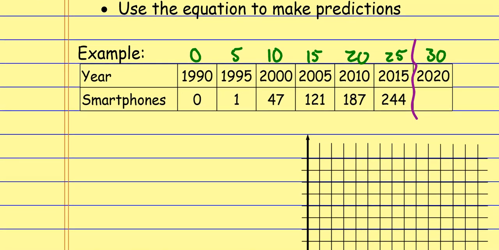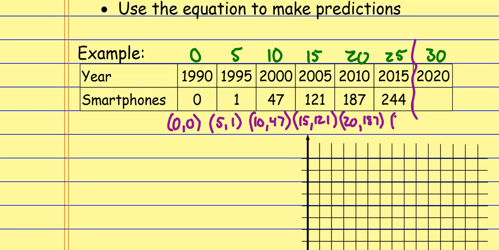So now here are my ordered pairs. That first one is the ordered pair 0, 0. This is the ordered pair 5, 1, then 10, 47, and 15, 121. But see, these are much better numbers to deal with rather than something like 2010, 187. That would be rough. Again, it's not difficult to rescale it, and it makes life a lot easier for you.